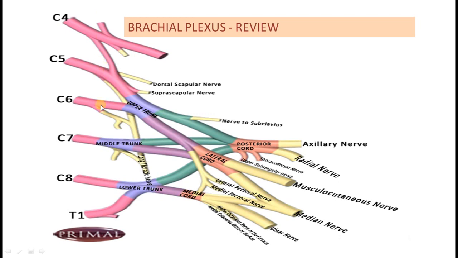C5-C6 unite to form the upper trunk, C7 as the middle trunk, C8-T1 unite to form the lower trunk. Each trunk again divides into anterior and posterior divisions. Anterior divisions of the upper trunk and middle trunk form the lateral cord. Anterior division of the lower trunk alone passes as the medial cord. Posterior divisions of all three trunks unite to form the posterior cord. They give many branches, and the most important are: from the medial cord the ulnar nerve, from the posterior cord the radial nerve, and the median nerve is a combination of contributions from the medial cord as well as the lateral cord.